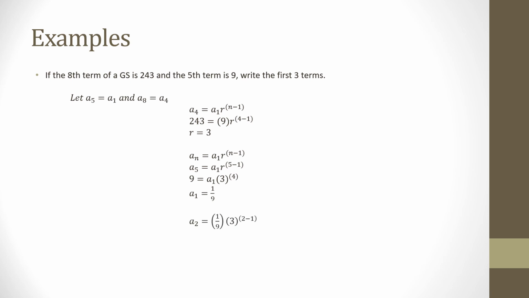A sub 2 is equal to 1/9 times 3 to the power of 2 minus 1. That's the a sub 1, 3 is the common ratio, and 2 is n. A sub 2 will be 1/3. Next, a sub 3 is equal to 1/9 times 3 raised to 3 minus 1. That will be 1. Okay, ganun lang.